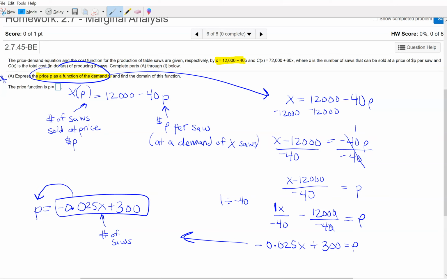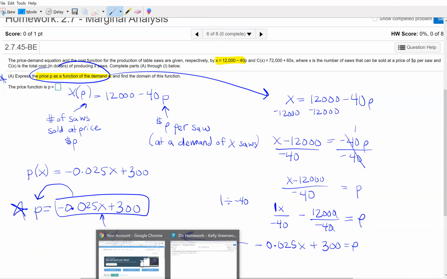So if I wanted to write this in function notation, it would be calculating the price if I input a number of saws. So P of X, where X is the number of saws. And if I input that into the rule and I follow this rule, it calculates the price, the dollar amount per saw at that demand level. Okay, so this is what I would enter in for part A.